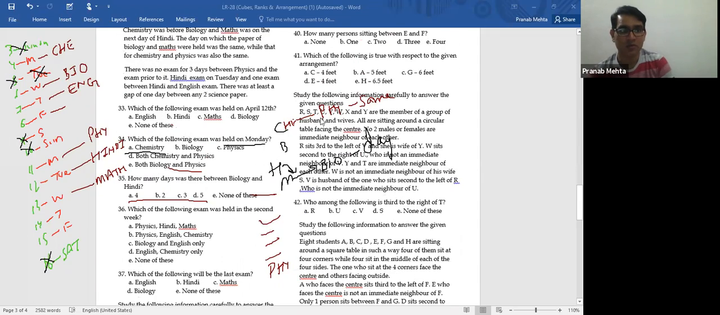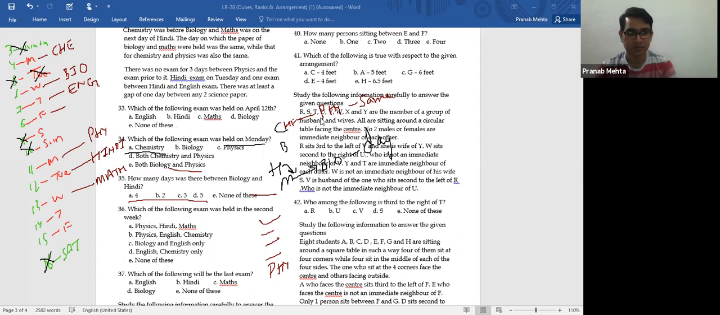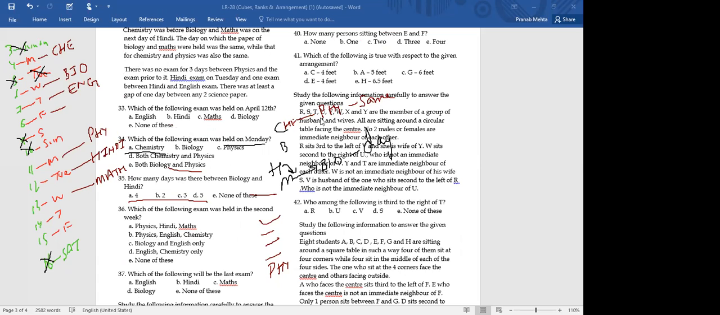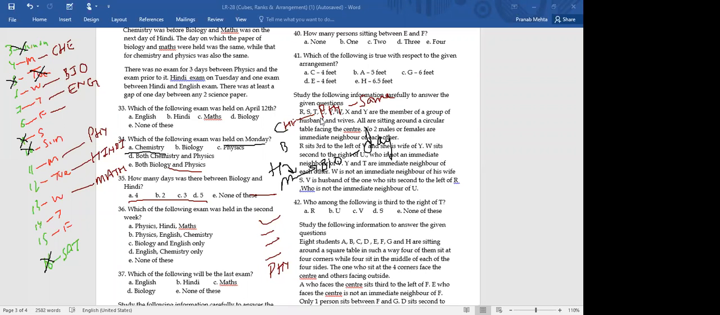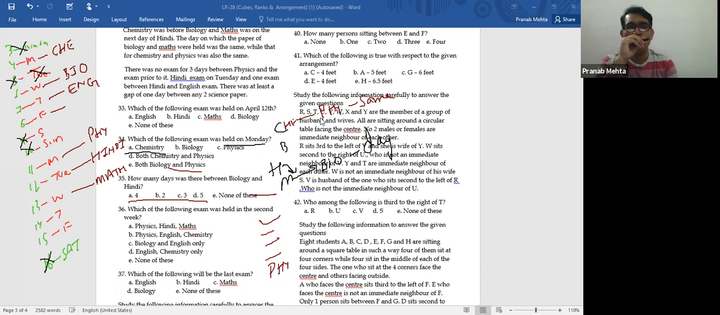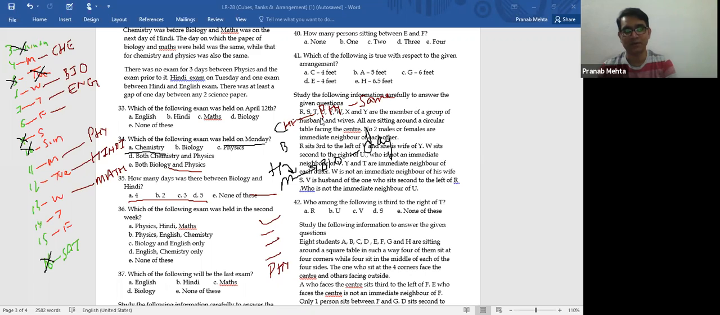What is the answer for question number 33? Which of the following exams was held on April 12th? Hindi, sir. Simple. Then next one, 35. Which of the following exams was held in the second week? Sir, that is 36. Yes, question 36: which of the following exams was held in the second week? It is A. Yes, very good. That's fine.